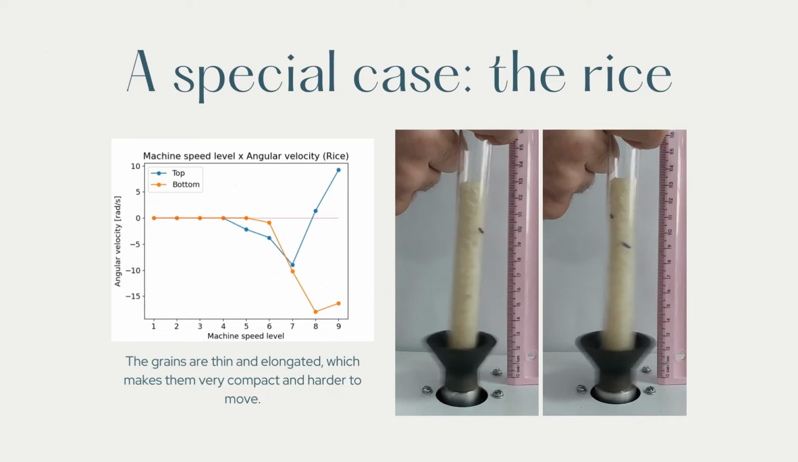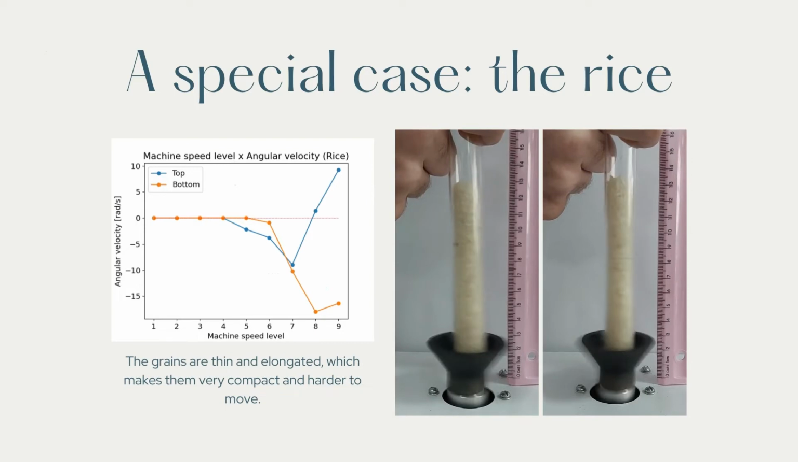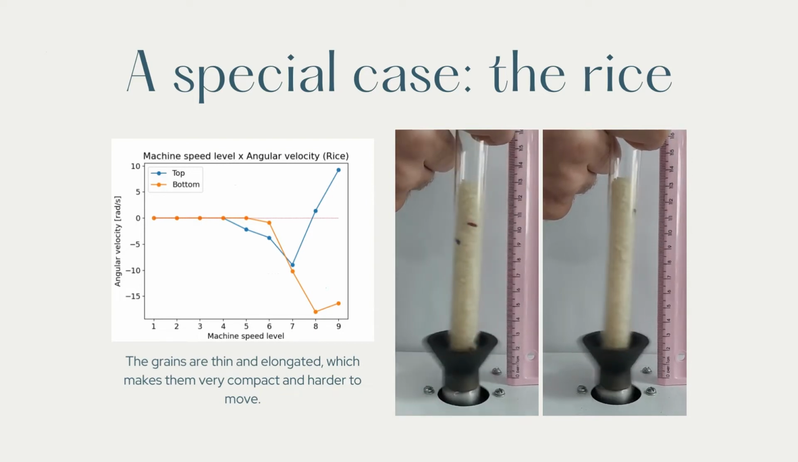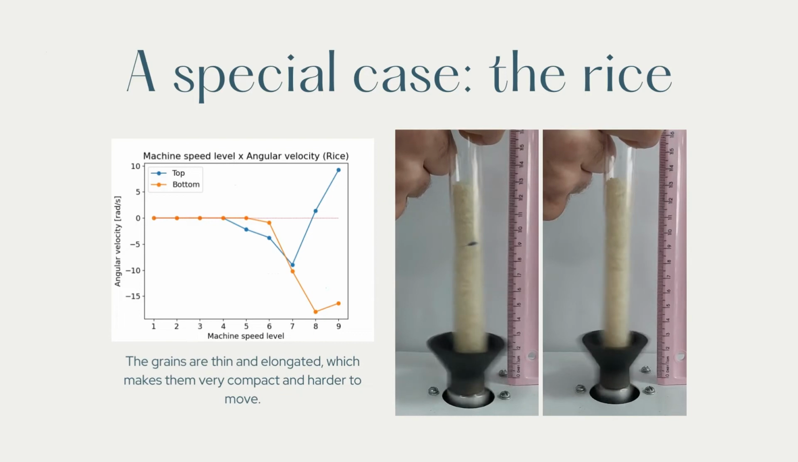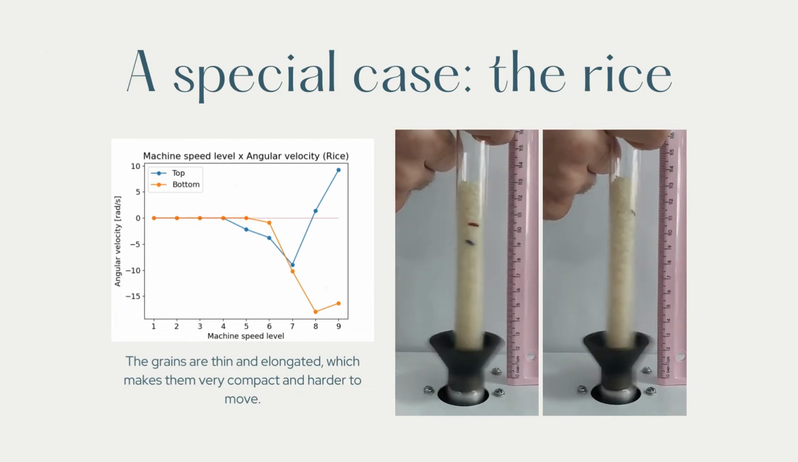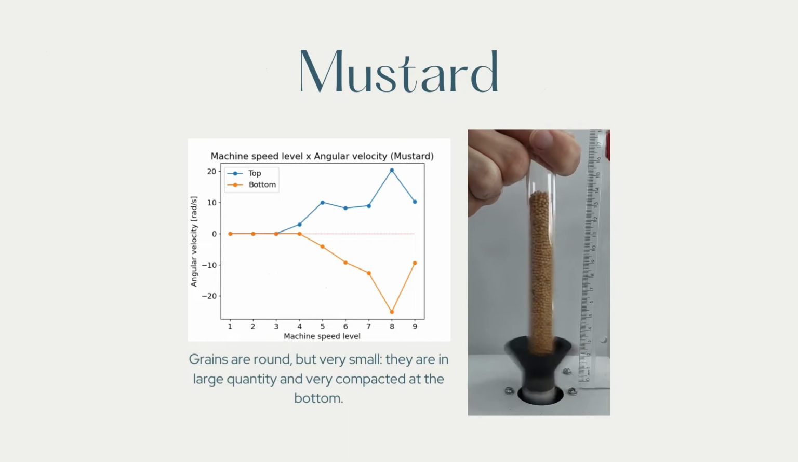Rice was different though. The grains will remain still up to frequency level 5, where the top grains will begin spinning counterclockwise. In frequency level 6, all rice grains will spin counterclockwise before turning to opposite directions at levels 8 and 9. We believe this has to do with the thin, elongated shape of the rice, which contributes to a more compactified state and increased surface contact. As a result, it causes greater friction. In that sense, while mustard does not have the counterclockwise spinning at first, it also shows greater resistance to switch to full clockwise spinning. The small size and greater quantity of the grains may have contributed to this behavior.